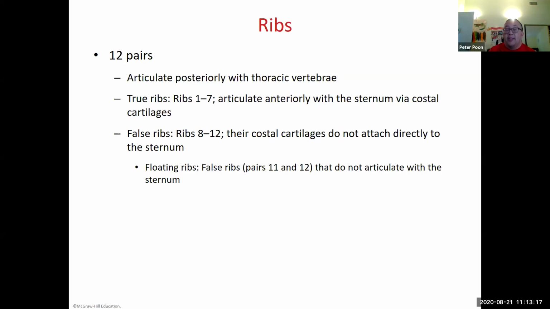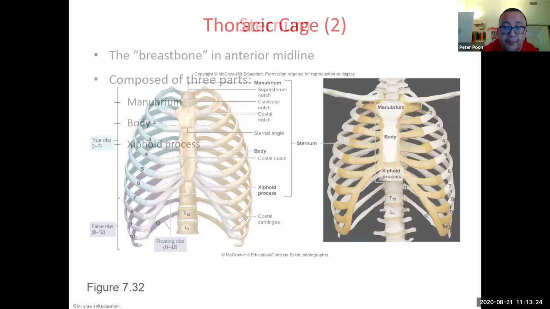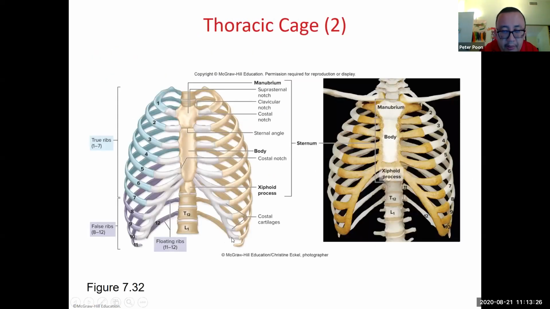Ribs 8, 9, and 10 attach to the sternum, but they attach indirectly. So here's rib number 10. Rib number 10 attaches to the cartilage of 9. Rib number 9 attaches to the cartilage of 8. The cartilage of 8 attaches to the cartilage of 7, which attaches to the sternum. So they're called false ribs.